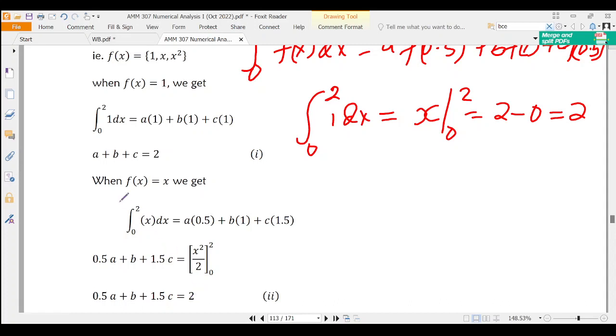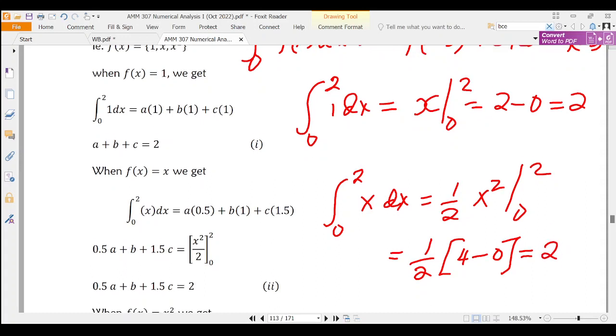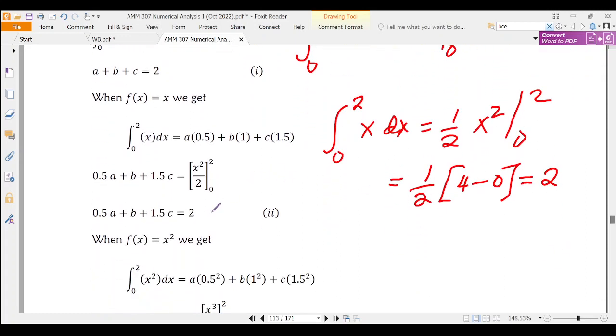Notice that the integral from 0 to 2 of x dx will give us a half x squared, and x increases from 0 to 2, which is a half into 4 minus 0. And this will give us 4 over 2, which is 2. So we have that equation.